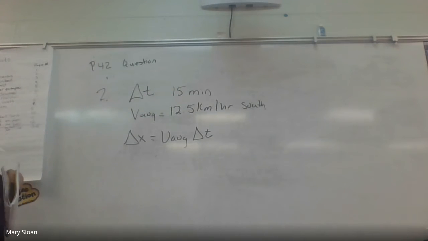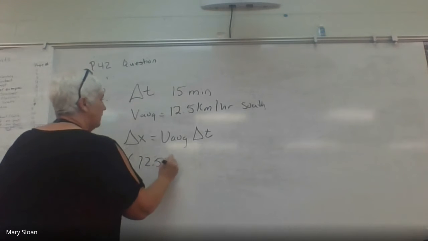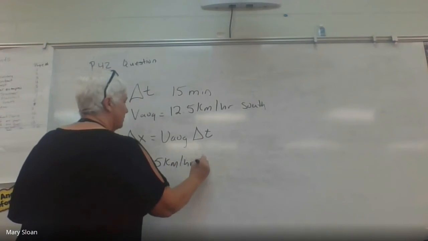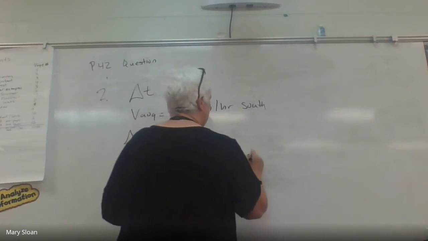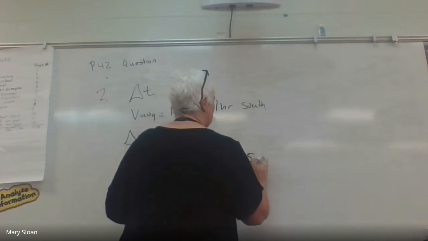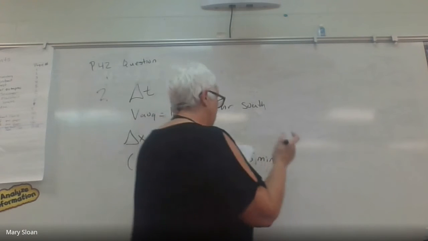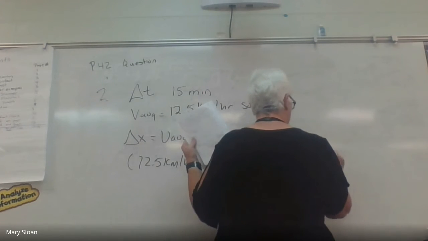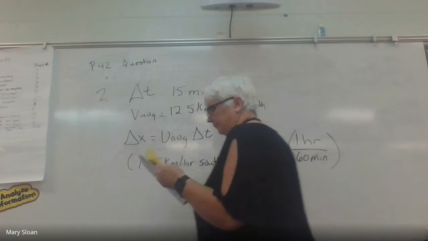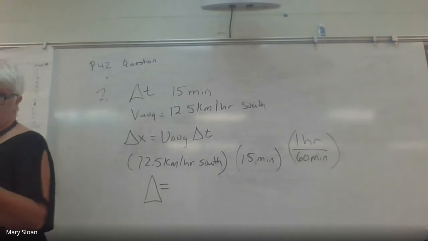Velocity average times change in time. And so now what I'm going to do is I'm going to say, all right, 12.5 kilometers per hour south times 15 minutes. We're trying to find hours this time. Okay?